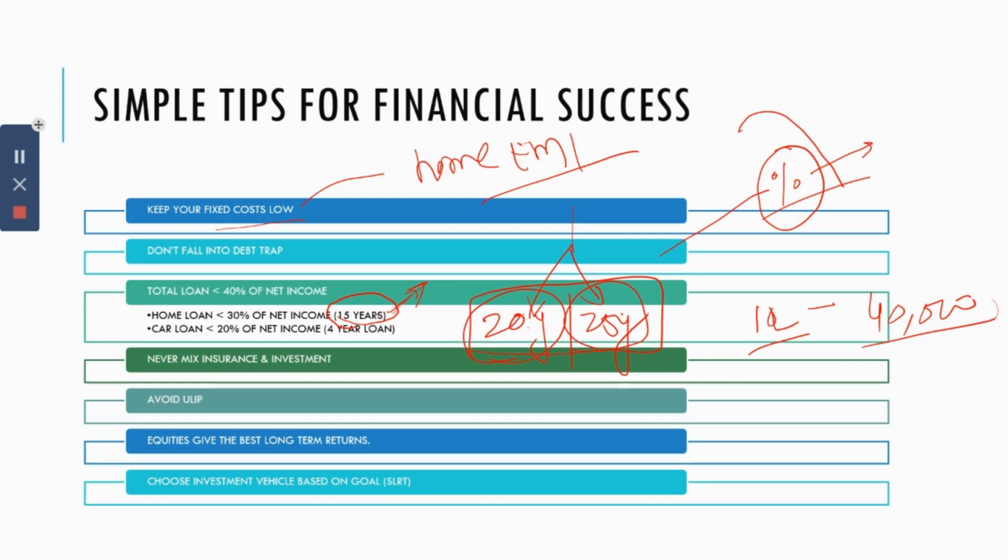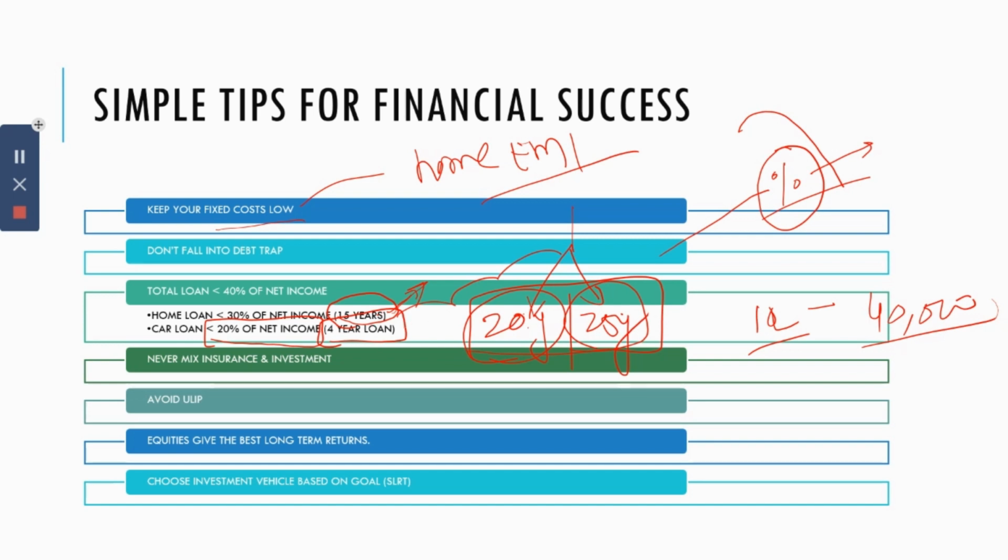Obviously, the longer your loan tenure, the more we end up paying in interest. So that is another reason why we should try and take it as low as possible, and ideally not more than 15 years. Similarly for a car, the car EMI should not be more than 20% of your net income, and the loan should not be for more than 4 years.